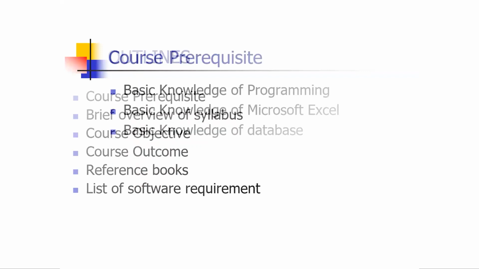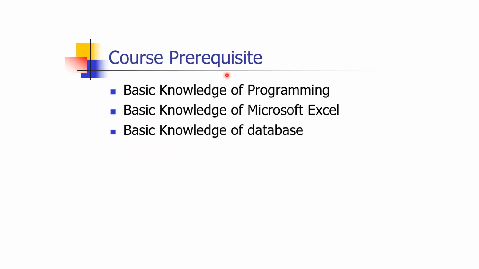Okay, so course prerequisite. Pre means prior, requisite means a type of requirement. Pre is prior and post means future, so pre means before anything, and requisite means requirements. So course prerequisite means prior knowledge, prior requirements for the course.